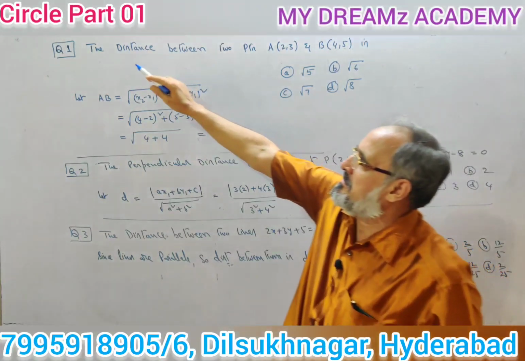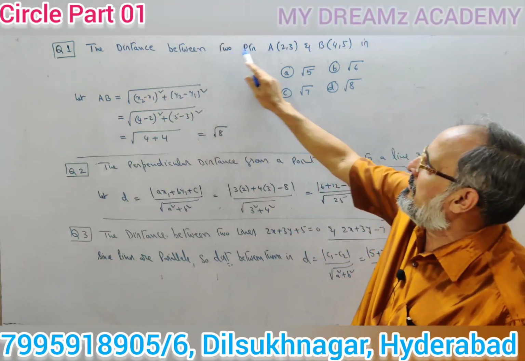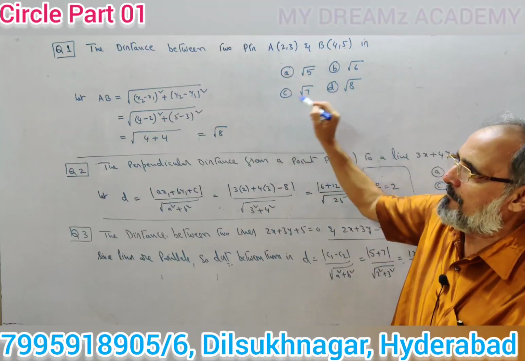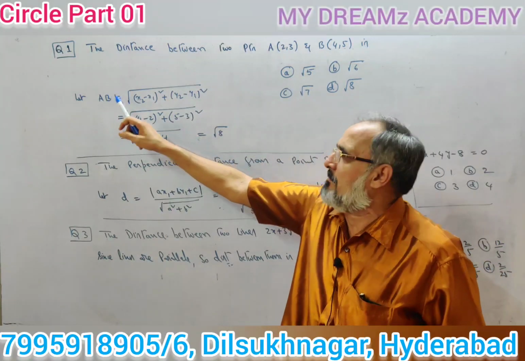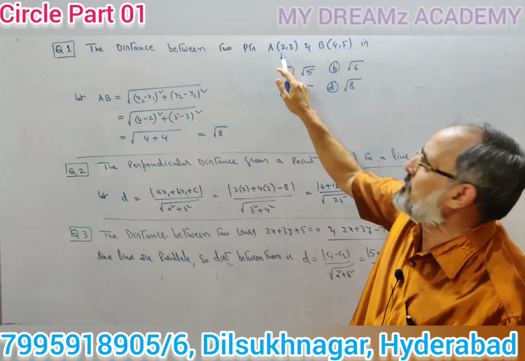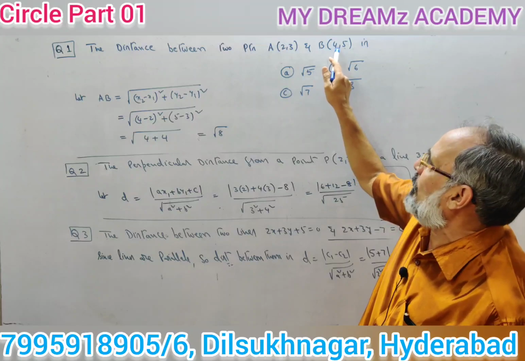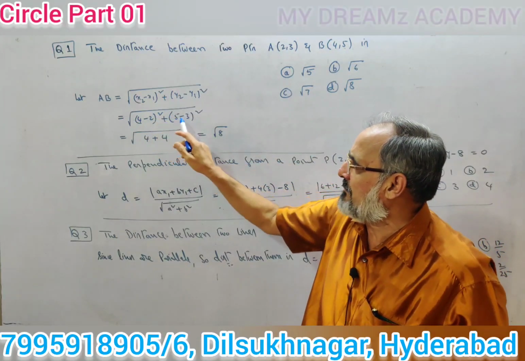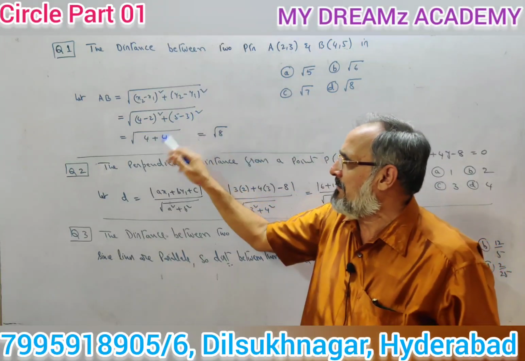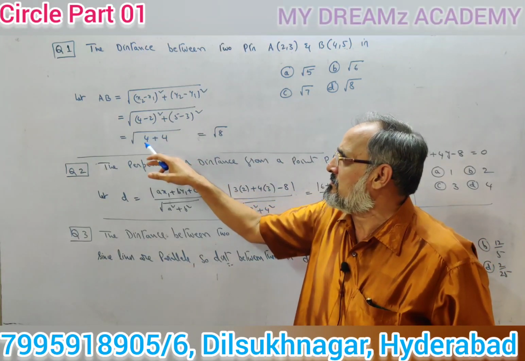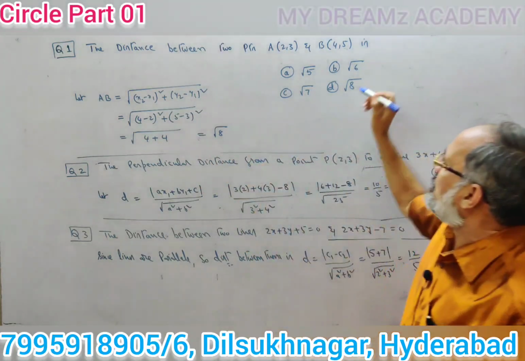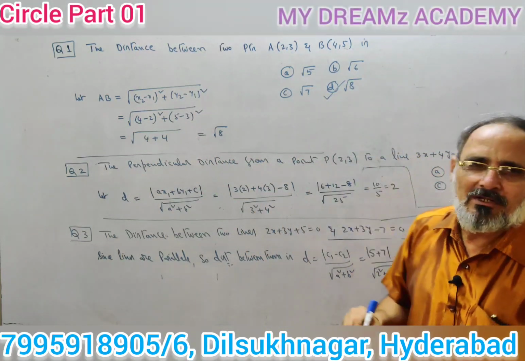The first application is the distance between 2 points A(2, 3) and B(4, 5). These are the options. AB, what is the formula? Root of (x2 minus x1) whole square plus (y2 minus y1) whole square. x1 is 2, x2 is 4, so (4 minus 2) whole square, and similarly y2 is 5, y1 is 3, (5 minus 3) whole square. This is 2 square, 4, and this is also 2 square, 4. 4 plus 4, 8 under root. So option D will be the answer.